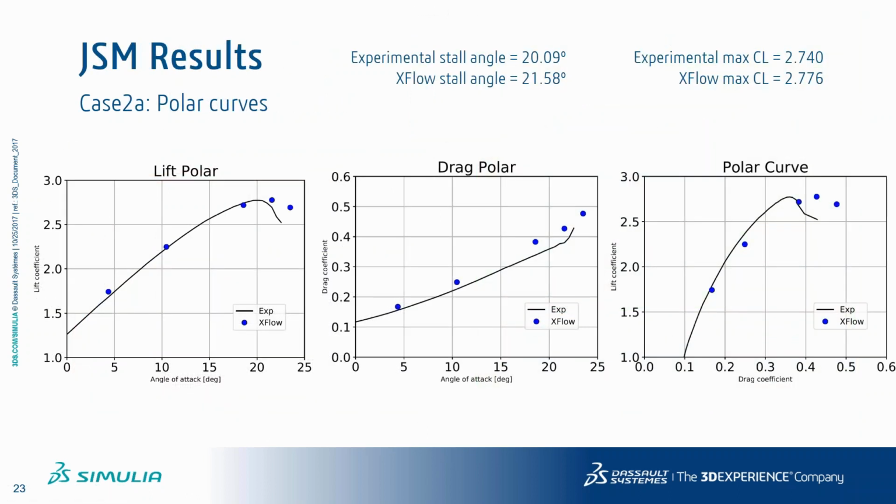Okay, so that was for the first case. Now we'll switch to the second case directly. That's the JAXA model, okay? And as we said, in this case we do have comparison data, experimental measurements, which are the polar curves you can see here.